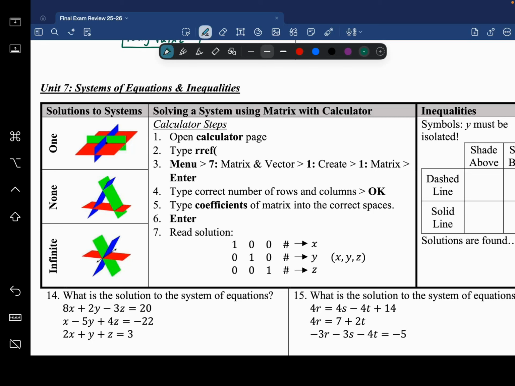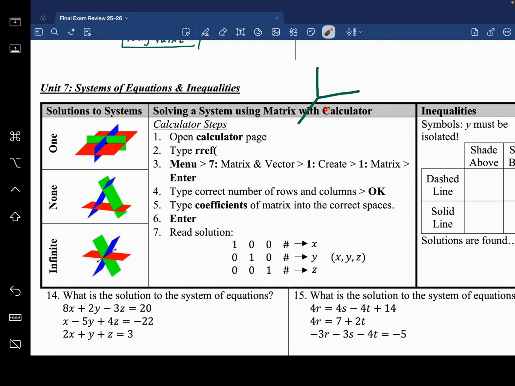Advanced Algebra 2 Semester Exam Review, Unit 7, Systems of Equations and Inequalities. So for systems in three variables, you're talking about the 3D plane. So we are talking about if you had something like this. So this was like the floor, and then these are like the walls of the room. And so you're talking about planes intersecting. You're not talking about lines intersecting anymore.